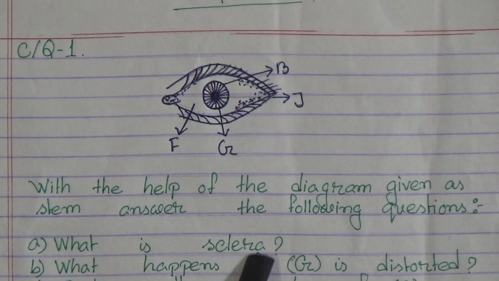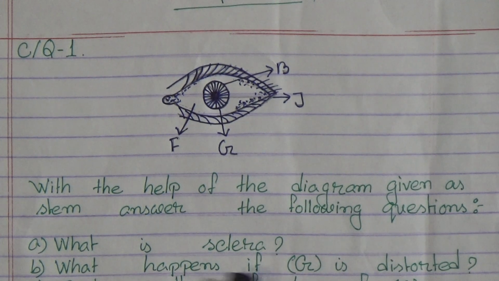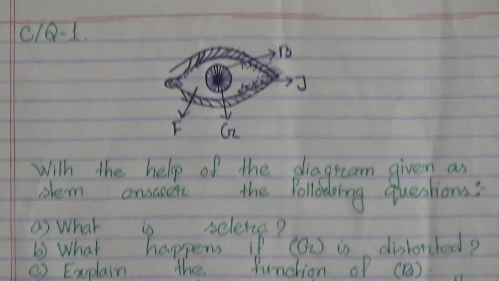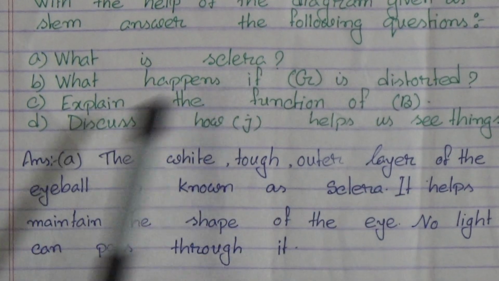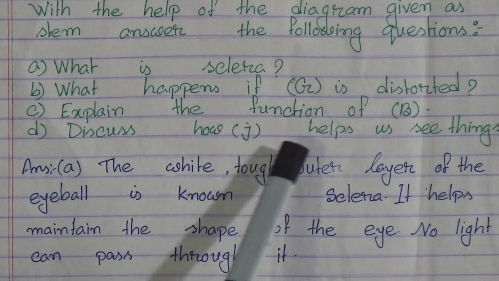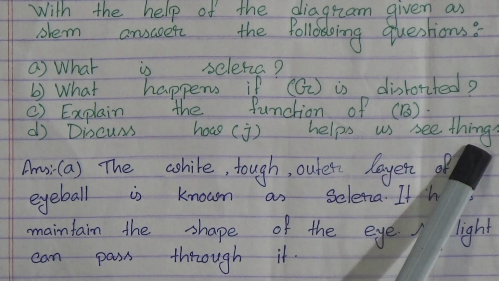Number A, what is a sclera? Number B, what happens if G is distorted? Number C, explain the function of B. And number D, discuss how J helps us see things.